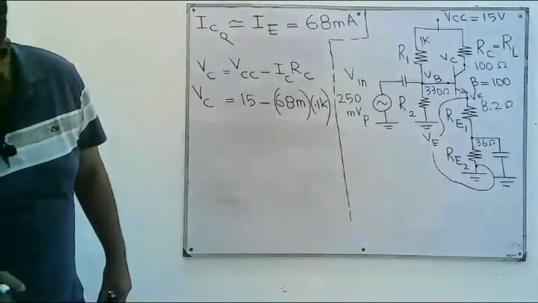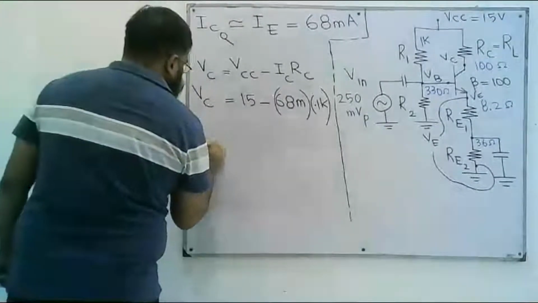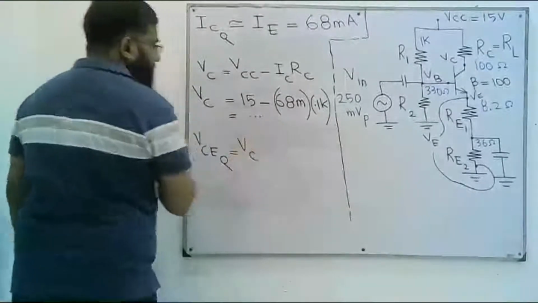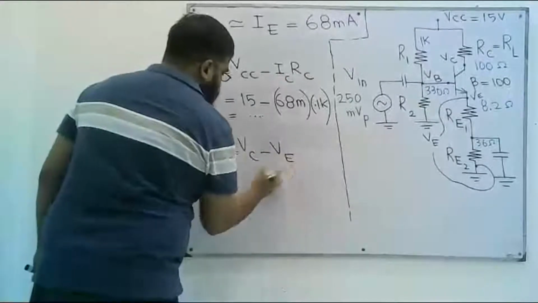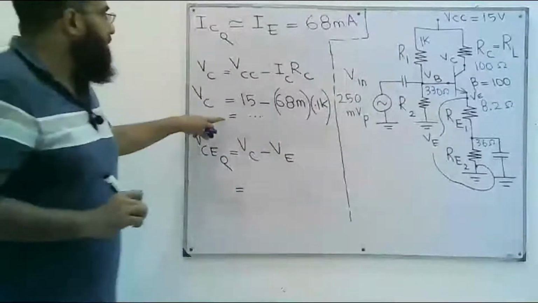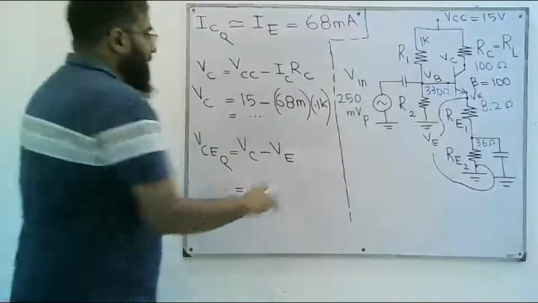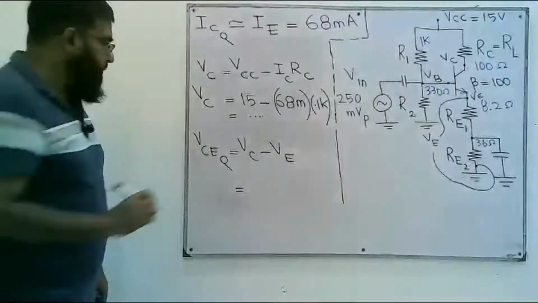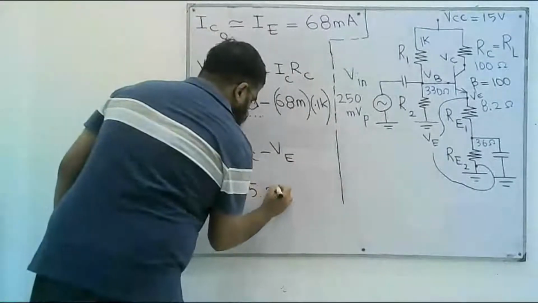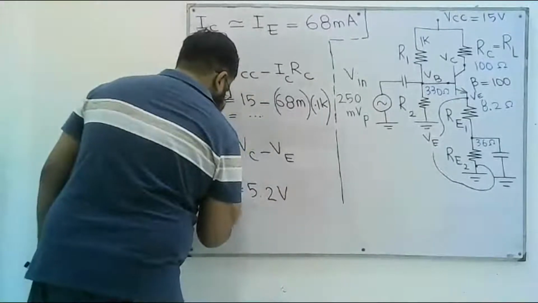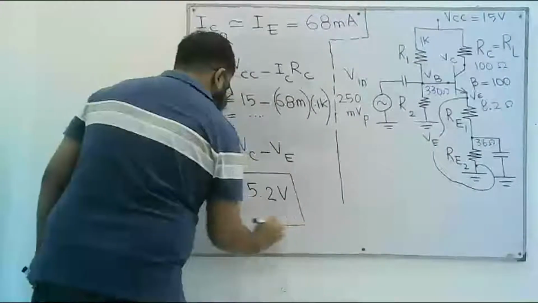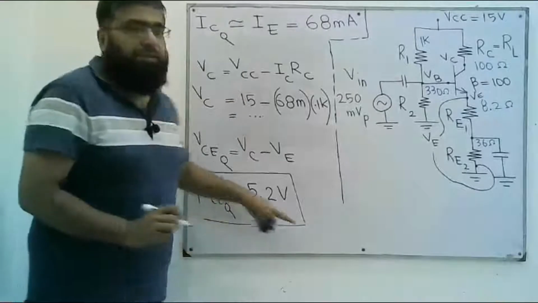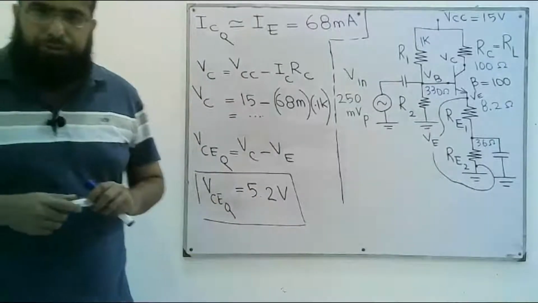Having computed VC, VCEQ would be VC that we computed here minus the VE that we computed earlier. This gives us VCEQ approximately equal to 5.2 volts. So now we have computed VCEQ and IC. IC is 68 milliamperes, VCEQ is 5.2 volts.